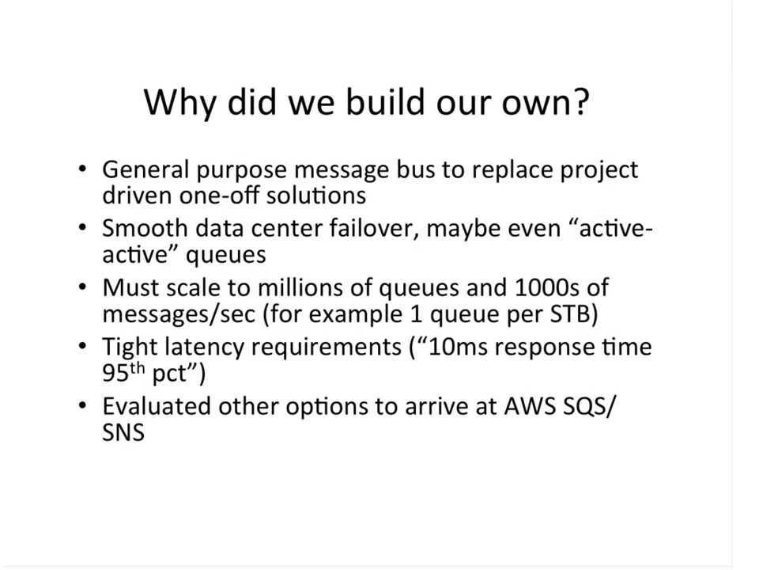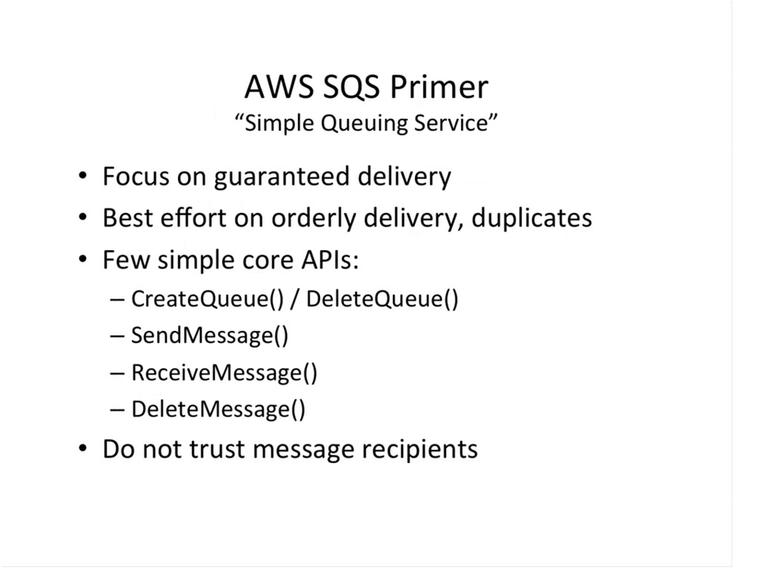So we did evaluate a number of other options out there to use for this purpose, and we rejected every one of them for different reasons. And then finally, we arrived at the Amazon SQS and SNS services, and we really liked their API and how these services are designed. So to get a little bit of an understanding, just in case you're not familiar with SQS, I'm giving you the 60-second primer here of how SQS in Amazon works.